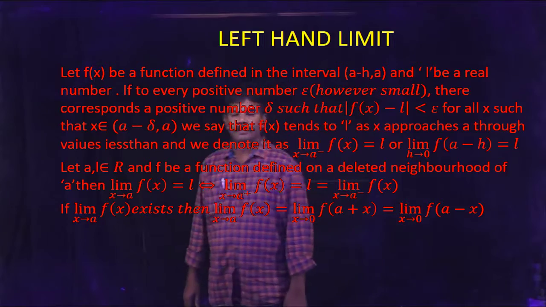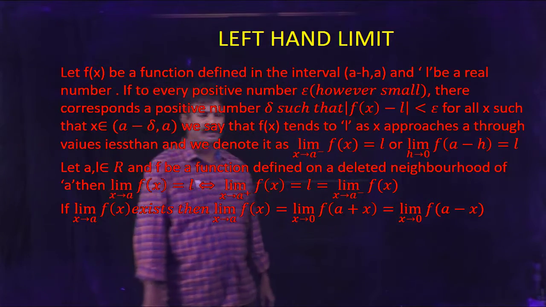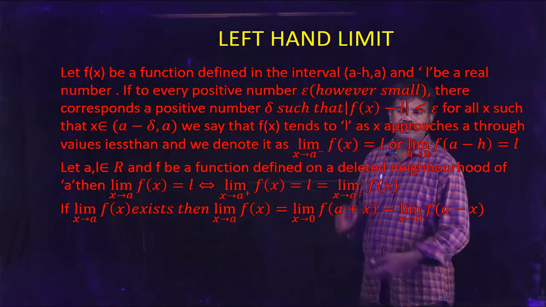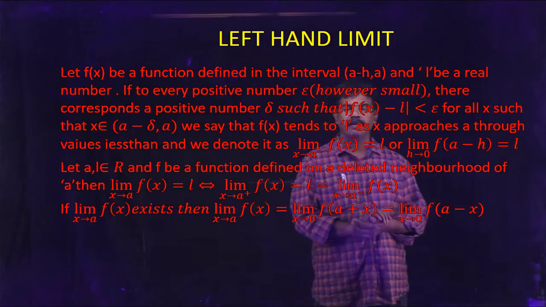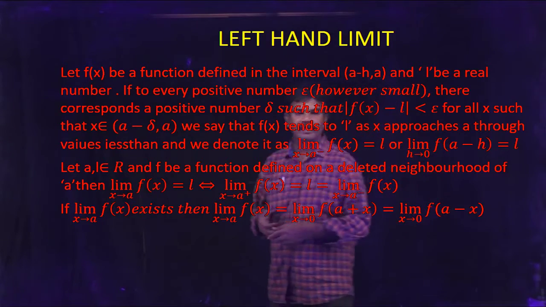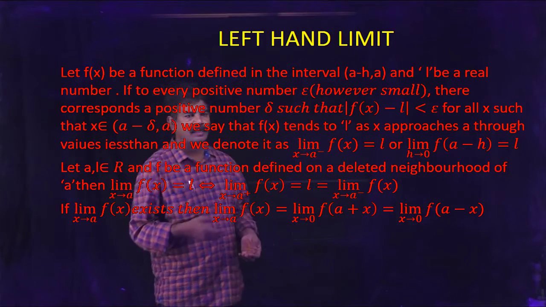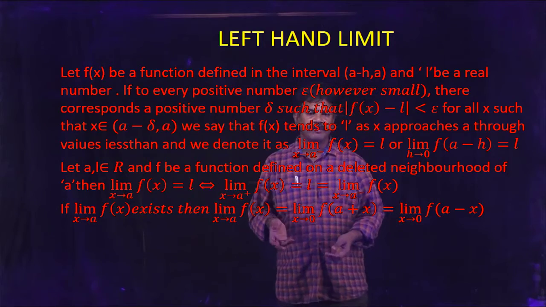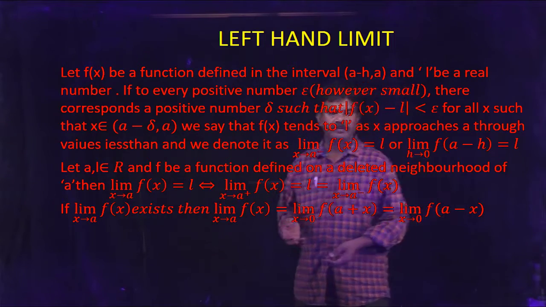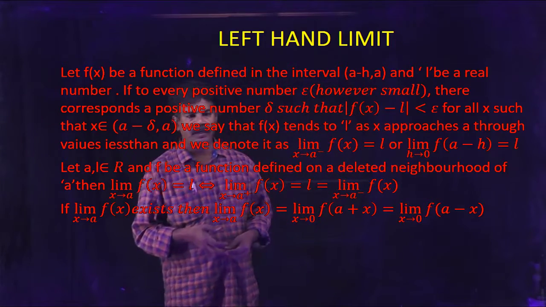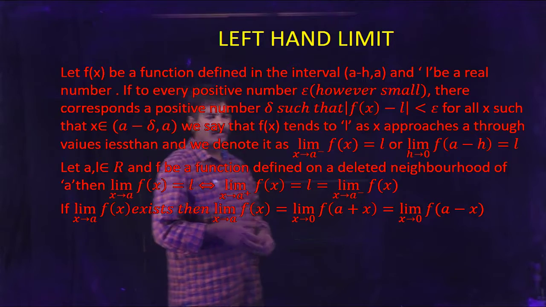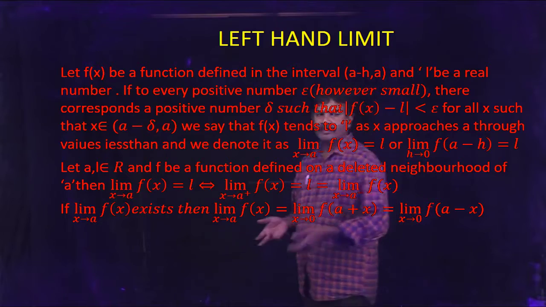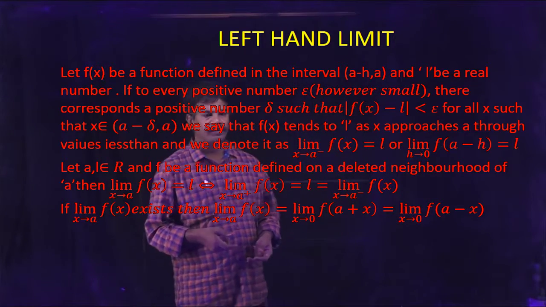So next one is the left hand limit. Let f of x be a function defined on the open interval (a minus h, a), and L be a real number. If for every positive number epsilon, however small, there corresponds a positive number delta such that modulus of f of x minus L is less than epsilon for all x belonging to the open interval (a minus delta, a), we say that f of x tends to L as x approaches a through values less than a. We denote it as limit x tends to a minus, f of x is equal to L, or limit h tends to 0, f of a minus h is equal to L.